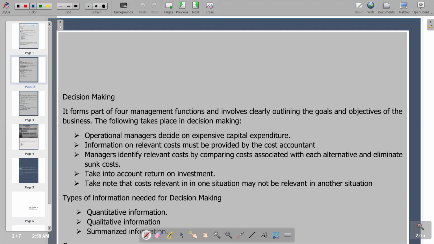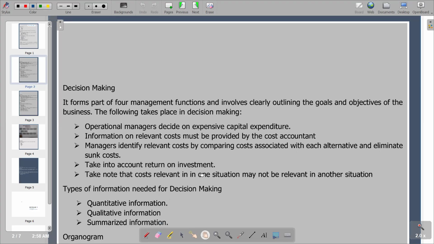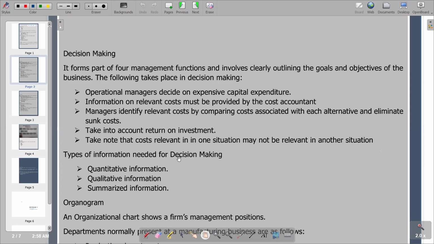So we are going to see that we have got types of information needed for decision making. If you go down, you'd see that we are given types of information that is needed for decision making, whereby we have the first one, quantitative information, we have qualitative information, also we have summarized information, being some types of information that can be needed for you to undertake decision making. So for you to be convinced to choose a certain option, you should have information in those three forms. So what is important at this point now is to understand exactly what we mean when we say quantitative information.